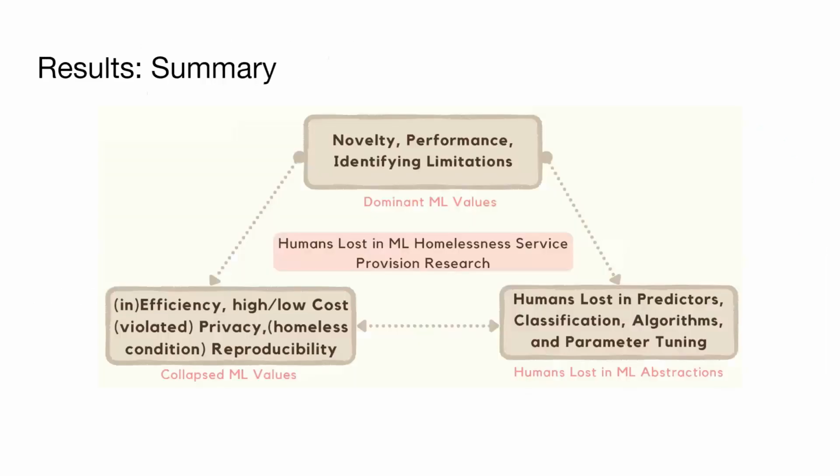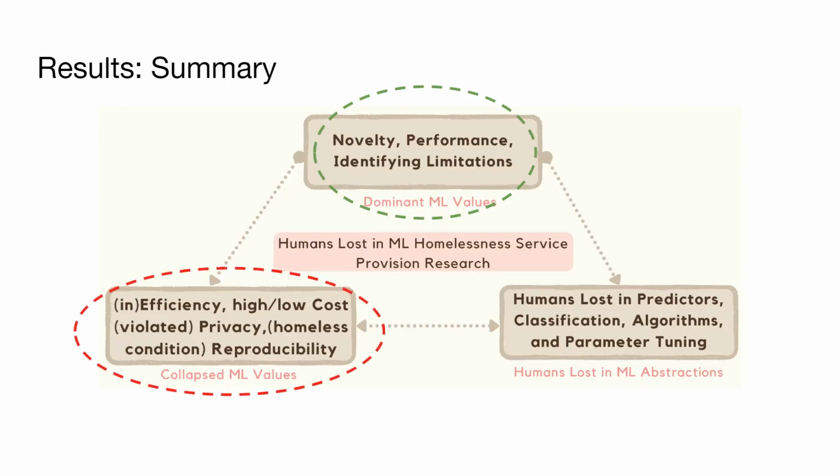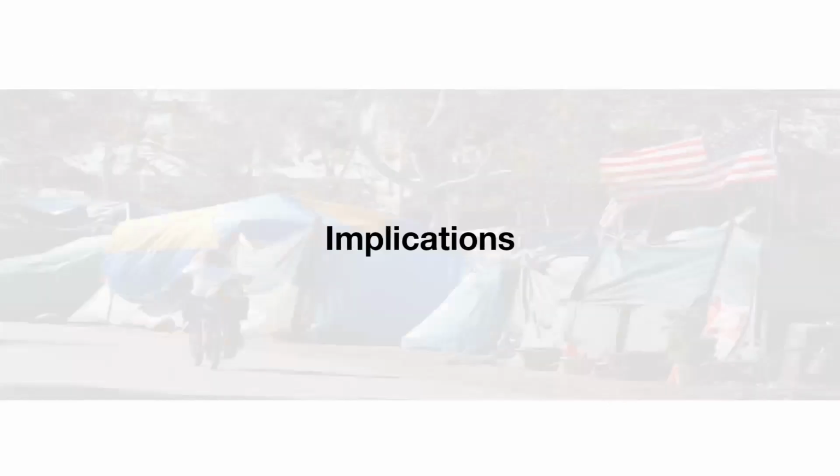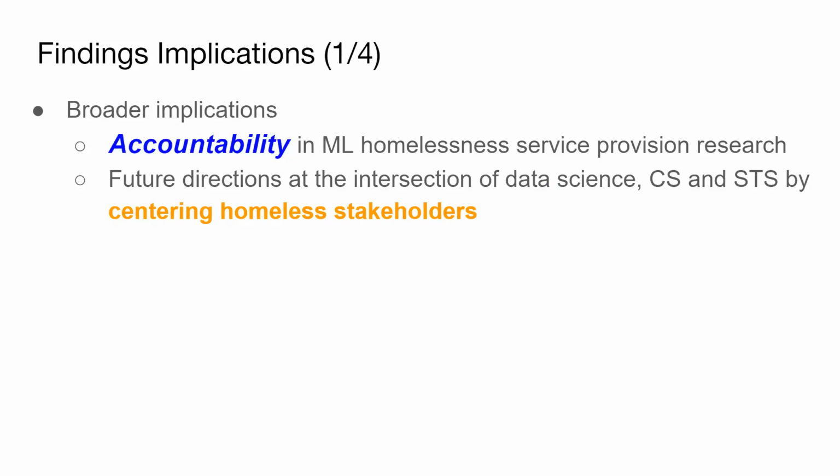In this figure, we show the values that were uplifted in the ML research for homelessness and the impact as values collapse. And we also show that humans were lost as a result of all of this. Our findings have several implications. First, we propose that our findings have implications for producing research that is accountable in the homelessness context. We also propose future direction that sits at the intersection of data science, CS, and STS by centering homeless stakeholders.